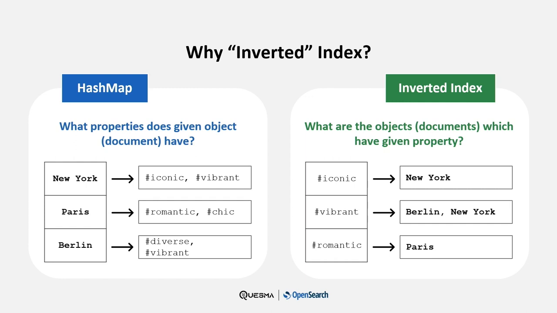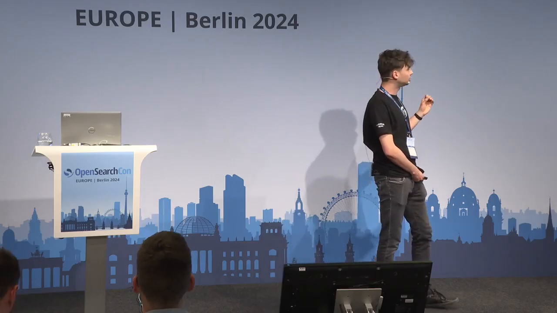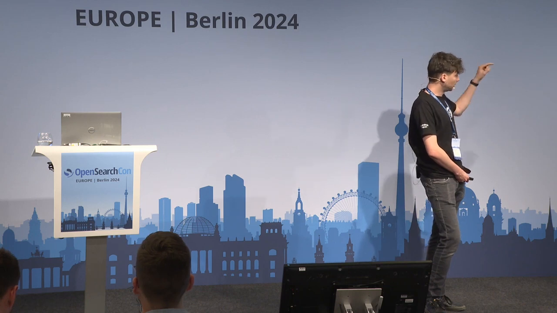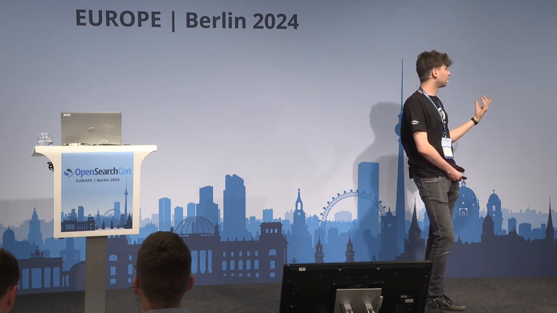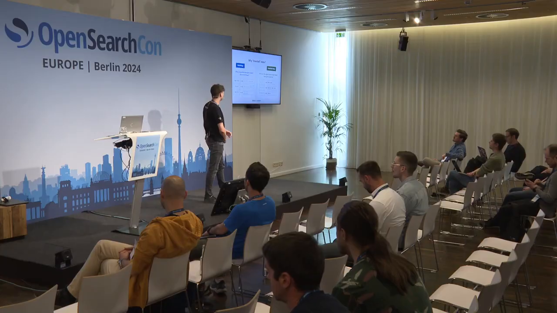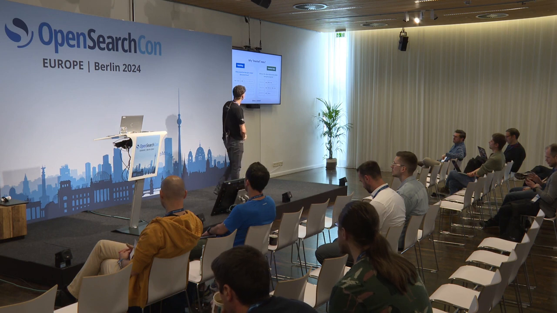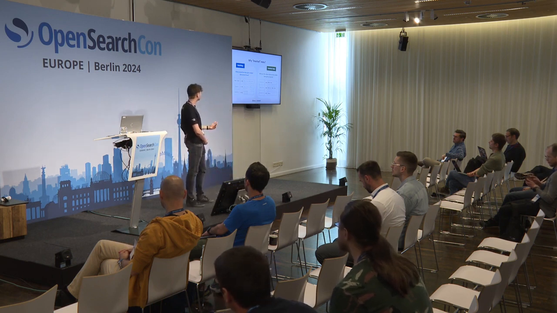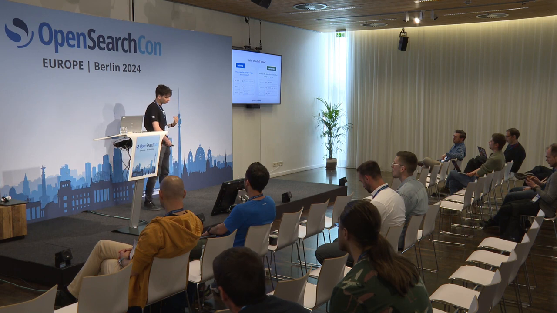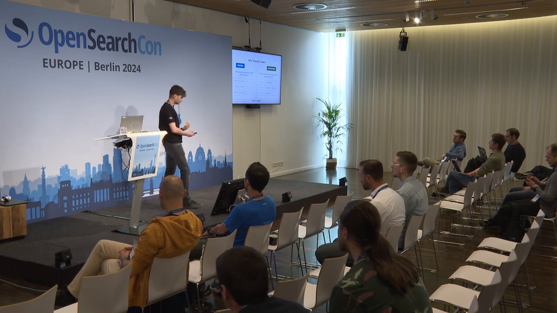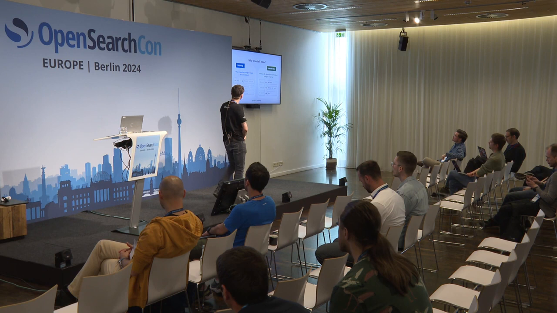So here's the inversion. The inverted index fundamentally tries to answer a very different question: what are the objects which have a given property? The thing that needs to be very quickly accessible is just a list of our properties, in this case, these hashtags. Now we can access the hashtag vibrant, and here we have a direct way to the cities which are described by this property. So this is the whole inversion, and this is where the name comes from.